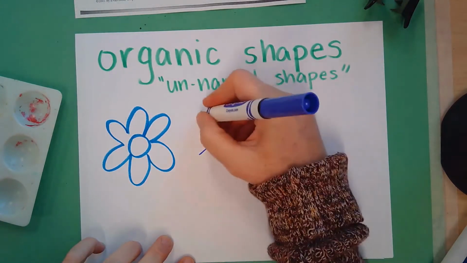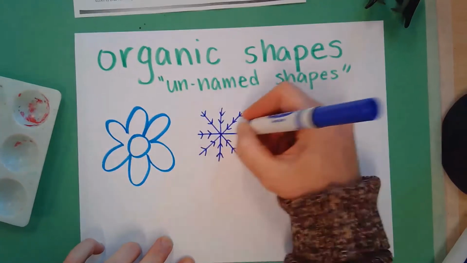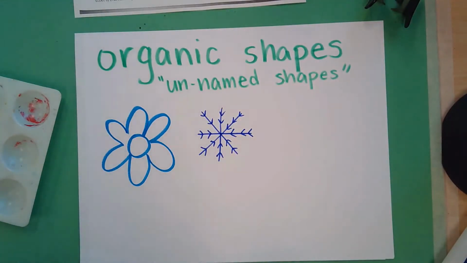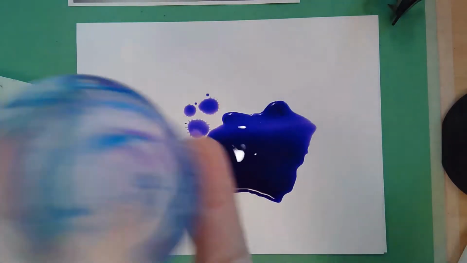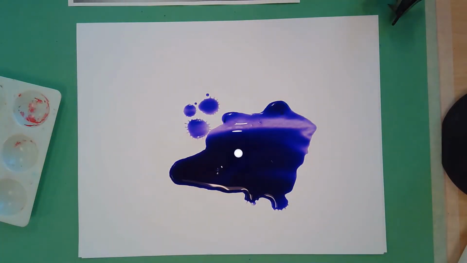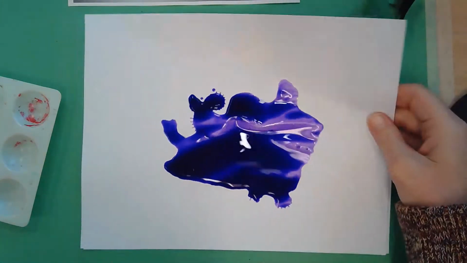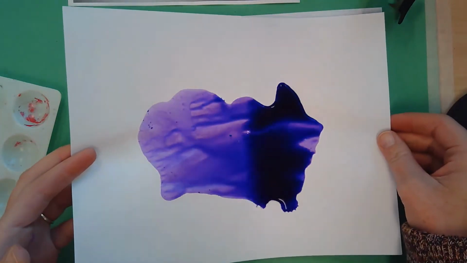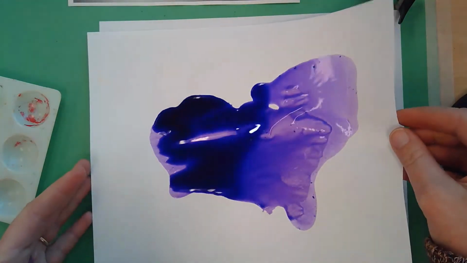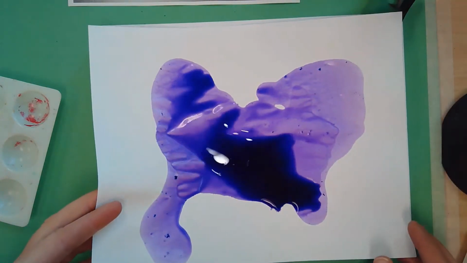A flower is a classic example of an organic shape. A snowflake can never be the same twice, so that definitely qualifies as an organic shape. If I spill paint on a sheet of paper, we never know what it's going to look like. It's very hard to control a paint spill. It's an irregular shape that doesn't fit a definition. I can take that paint spill and move it around on my paper and transform it into a new organic shape.